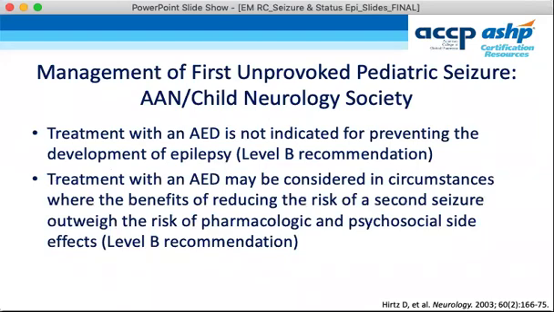When it comes to management of the first unprovoked pediatric seizure, the AAN and Child Neurology Society recommend that treatment with an antiepileptic is not indicated for preventing the development of epilepsy. Treatment with an antiepileptic may be considered in circumstances where the benefits of reducing the risk of a second seizure outweigh the risk of pharmacologic and psychosocial side effects.